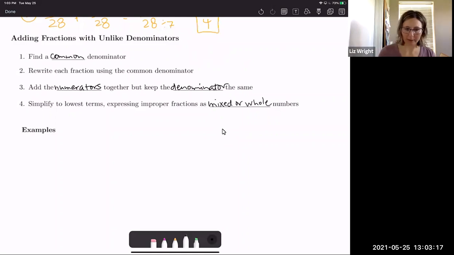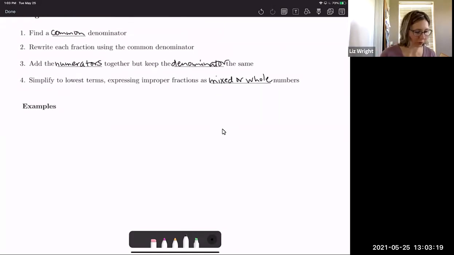All right, so let's check out some examples and we're going to use those directions. So for our first example, we've got 2/3 and we are adding 4/5. So 2/3 plus 4/5. And again, you're looking at your denominators here to say, what's our least common multiple?